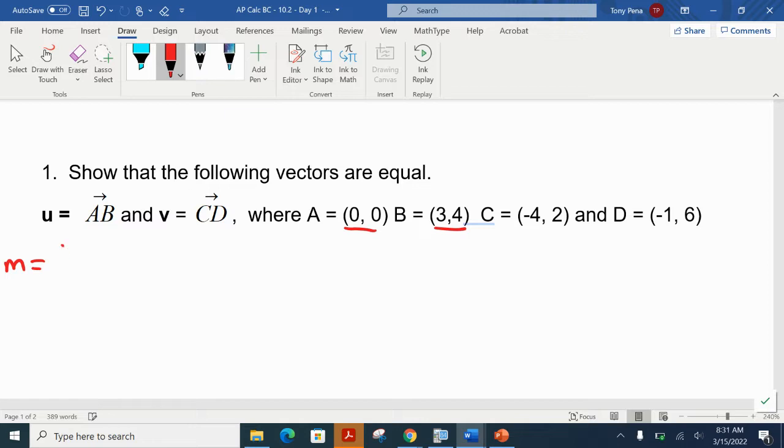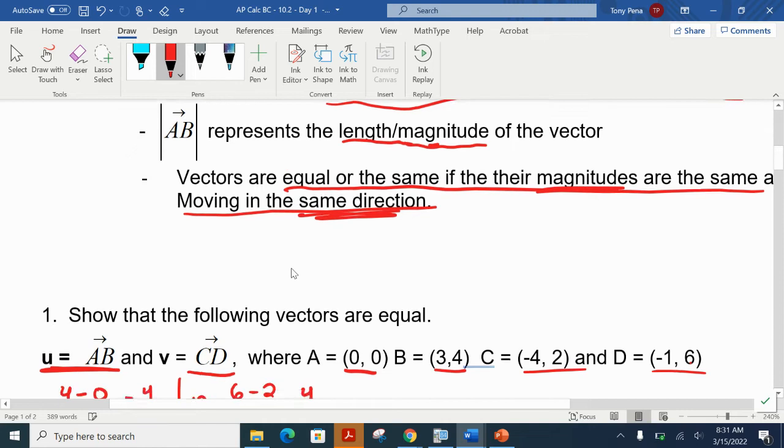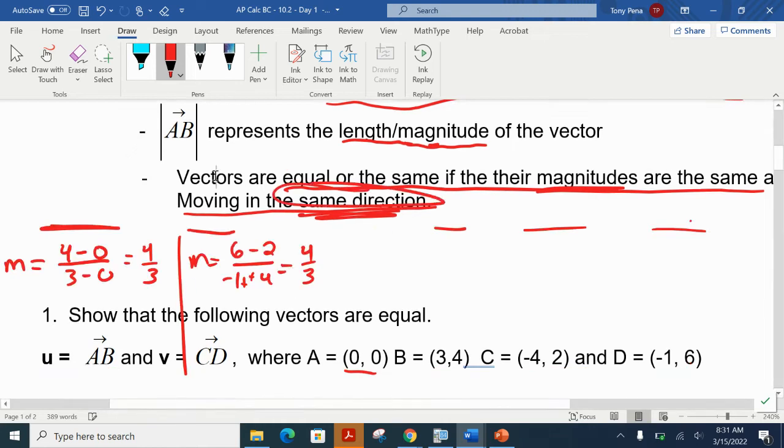So if I do it with these, I'm going to do 4 minus 0 over 3 minus 0. So this is for the vector drawn from A to B. That's our path. We're going up 4, right 3 throughout that vector. If I go ahead and do CD, now I'm going to use these points. I'm going to do 6 minus 2 over -1 minus -5, or -4. So we'll get a 4 on top. These double negatives give us a 3 on the bottom. So the idea that we are traveling in the same direction, we've satisfied that.